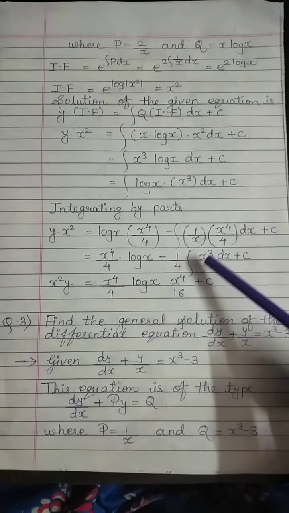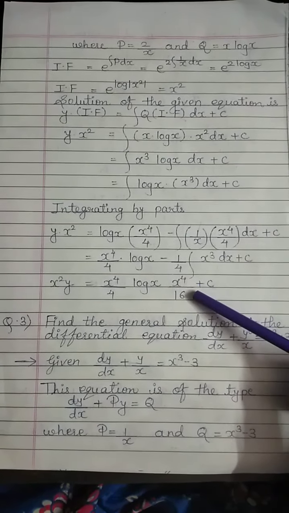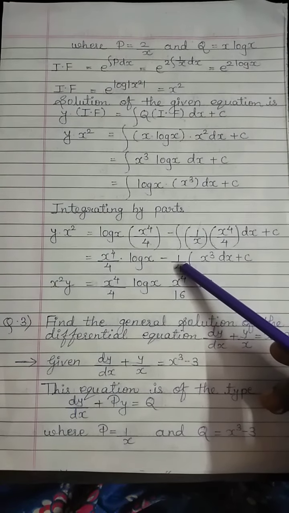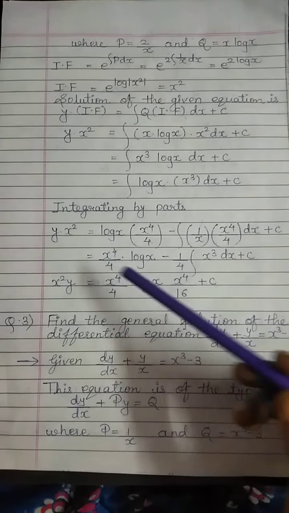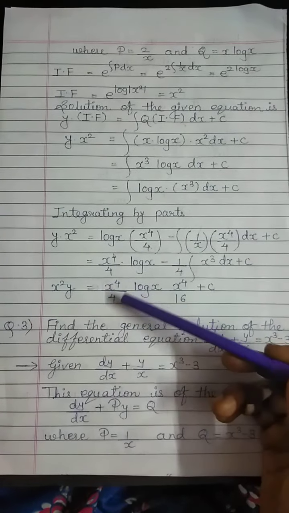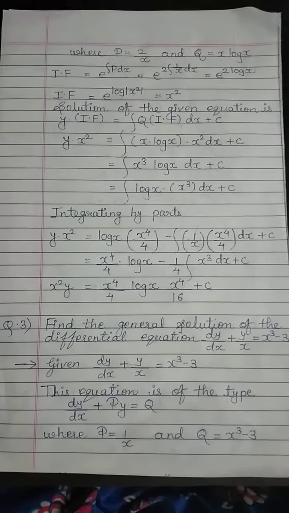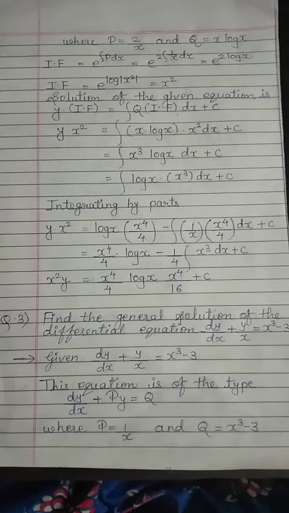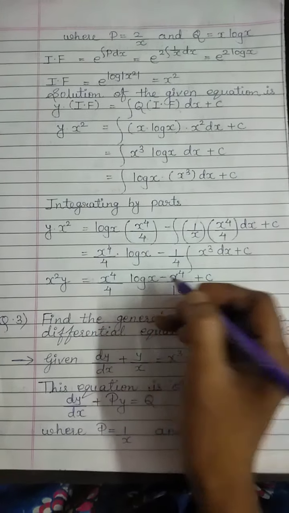In the next term we will write integration of x cube as x raised to 4 upon 4, but already 4 is present here, so that will become 4 fours are 16. So the answer is x square into y is equal to x raised to 4 upon 4 log x minus x raised to 4 upon 16 plus c. Here we have a minus sign.